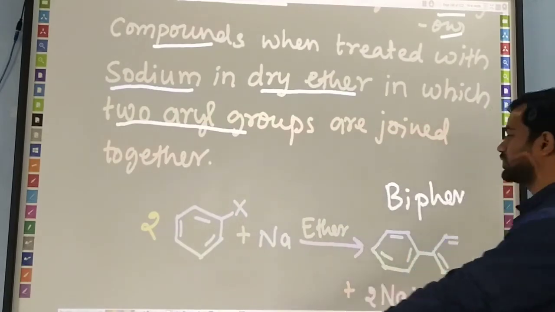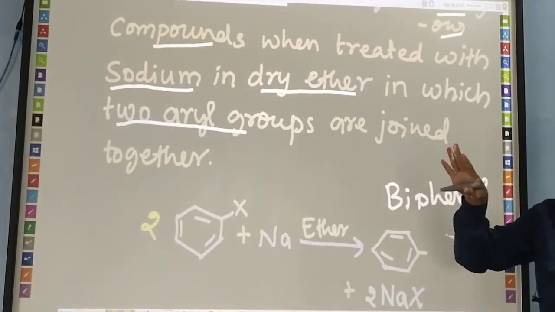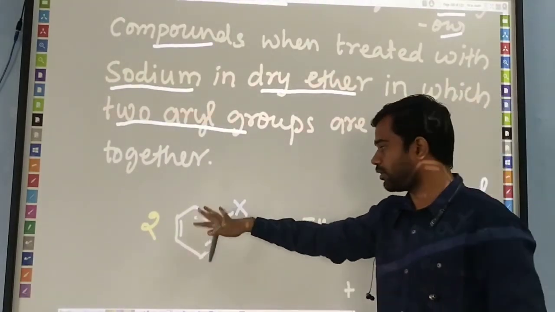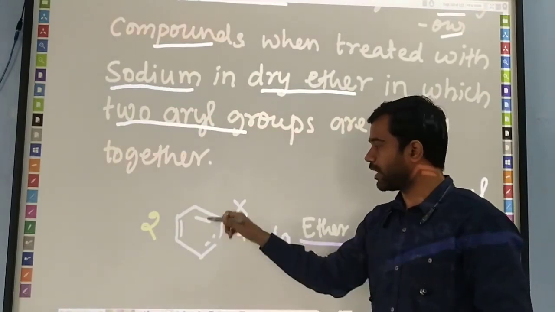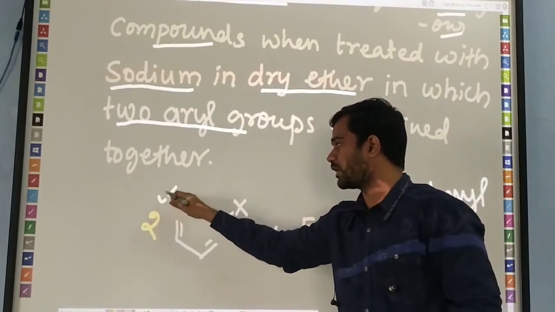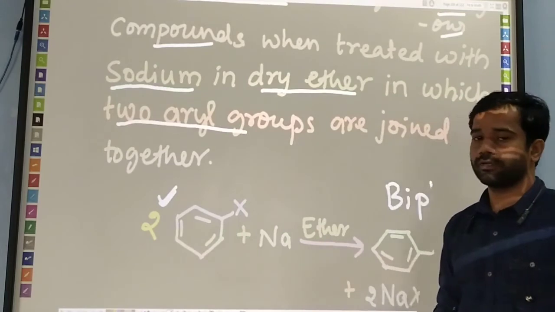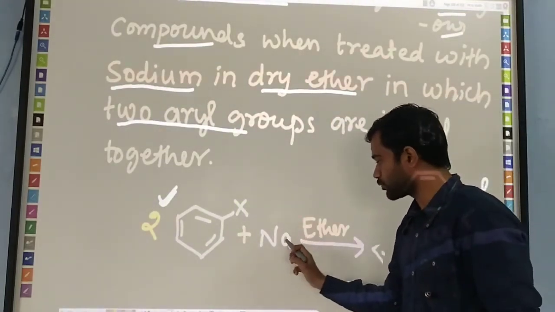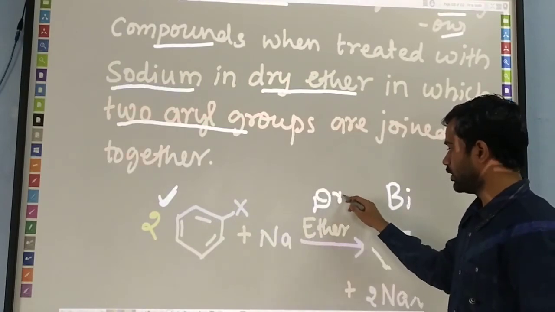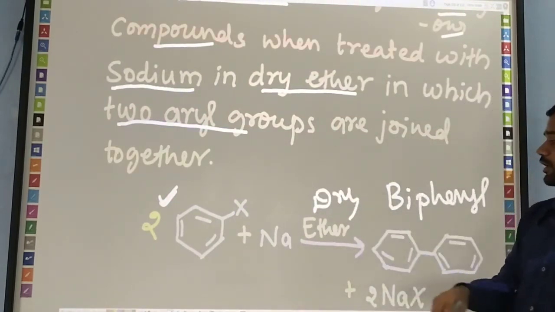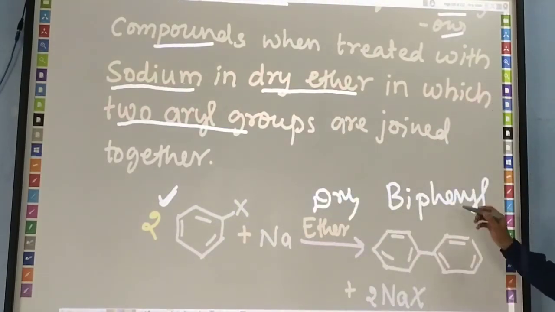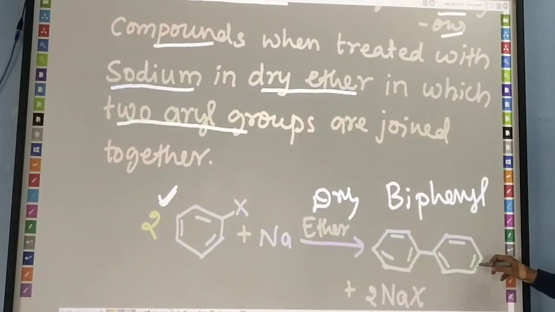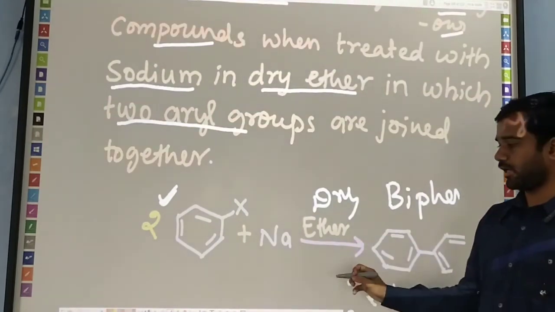There will be no major or minor product in the case of reactions with metals. Here I have taken 2 moles of the aryl halide in the presence of sodium, with dry ether as the solvent. There is formation of biphenyl, or diphenyl, along with the salt being generated here.